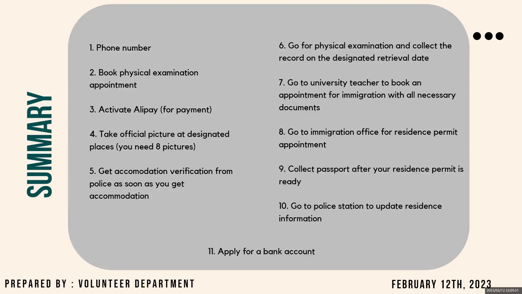Seven, go to the university teacher, of course, after you finish your examination record and you have the result, and you have your police address, which approves your address, of course. And you have the 8 pictures we have mentioned and everything. You will go to the teacher. Normally it's better to text him on WeChat before you arrive, and he or she will book the appointment for you and make sure that you have all the papers, photocopies of each paper that you need, because the immigration of course will take a number of papers, and one of them is the police address. So yeah, try to make sure you have copies.